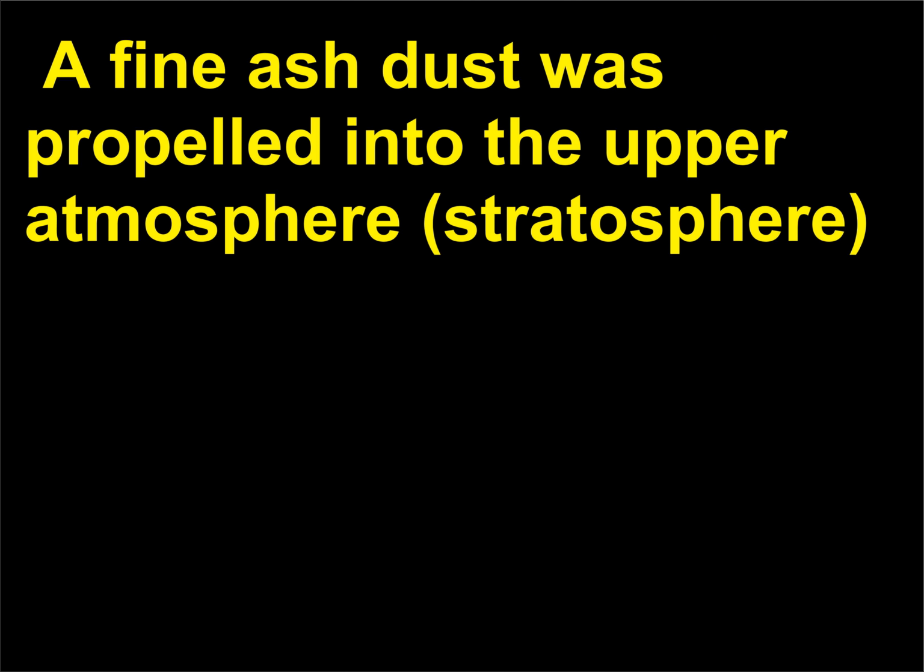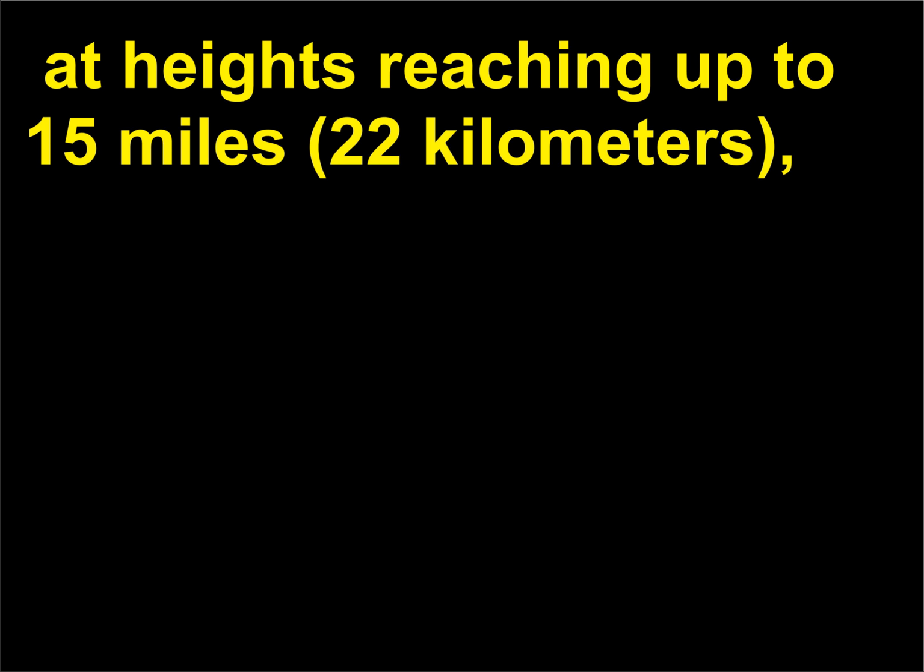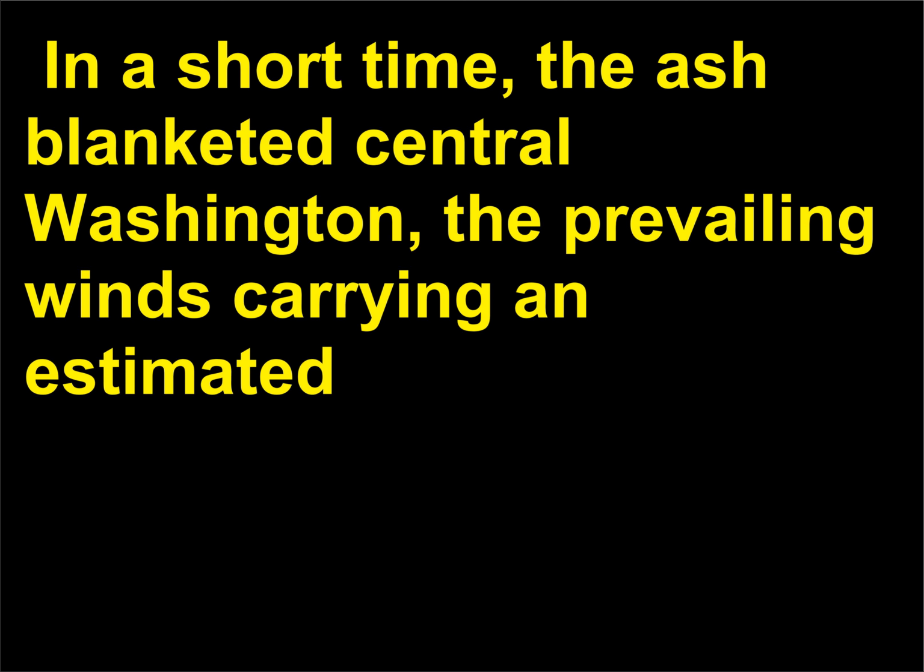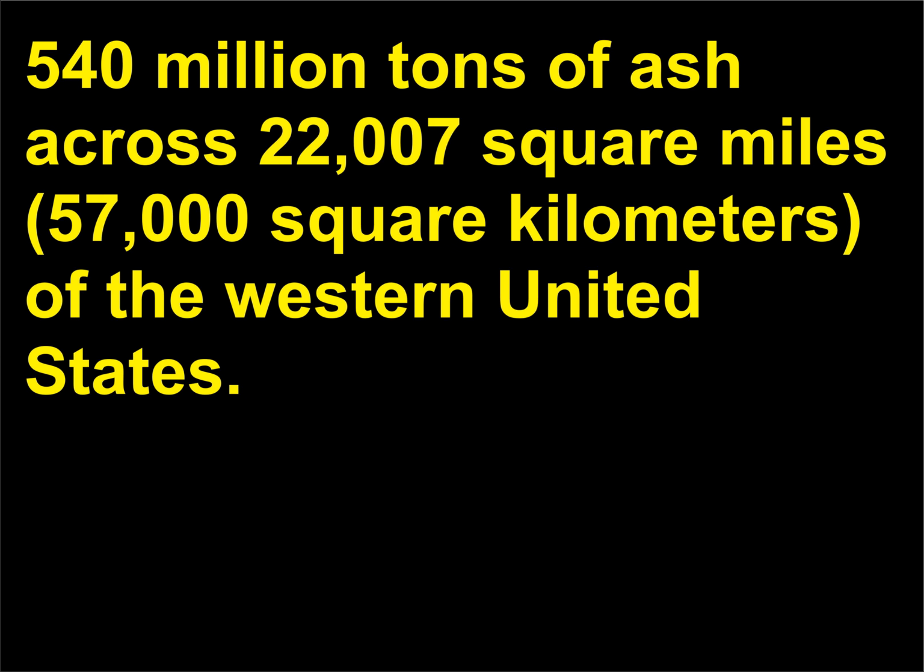A fine ash dust was propelled into the upper atmosphere, the stratosphere, at heights reaching up to 15 miles, 22 kilometers, spreading to the east by the prevailing westerly winds and eventually reaching all over the world. In a short time, the ash blanketed central Washington, the prevailing winds carrying an estimated 540 million tons of ash across 22,007 square miles, 57,000 square kilometers, of the western United States.